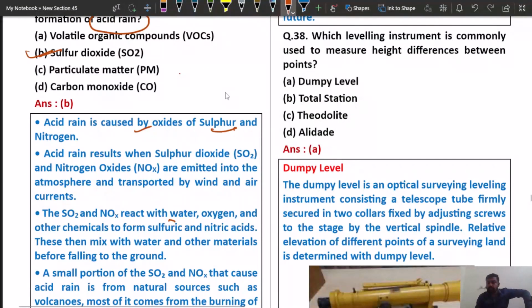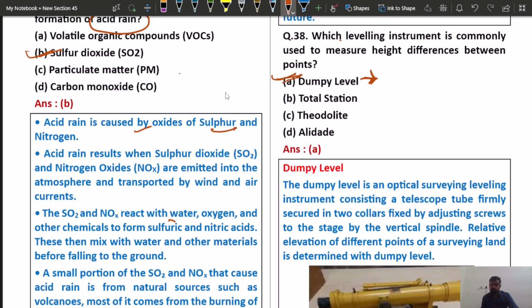Which leveling instrument is commonly used to measure height differences between 2 points? So options are given. This question is related to the following options. Which instrument is used to measure height difference, meaning elevations, between 2 points? So, dumpy level. Yes, the dumpy level is that instrument in surveying which is used to measure the elevation between 2 points. So the correct option will be dumpy level.